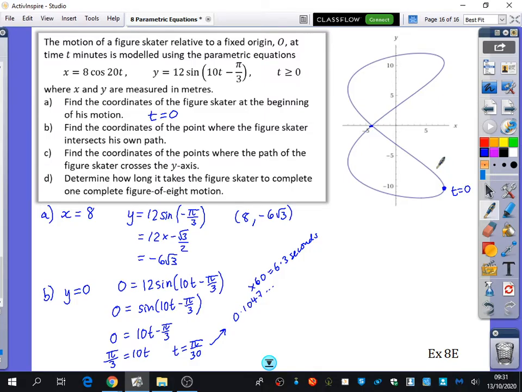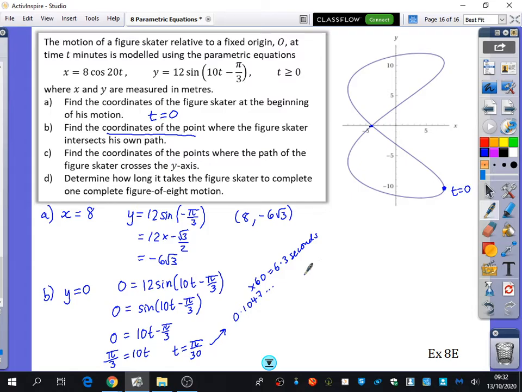So at this bit here, it's taken 6 seconds. Then they're going to do this other bit of the pathway, and then they're going to keep looping around in this particular thing. Okay. So that bit is 6.3 seconds. We're going to leave it as just t equals pi over 30. We're trying to find, though, the coordinates of this point. So what do you think I should now do?